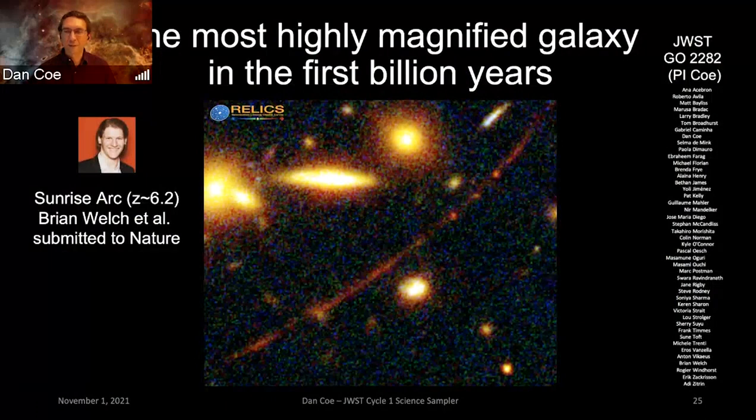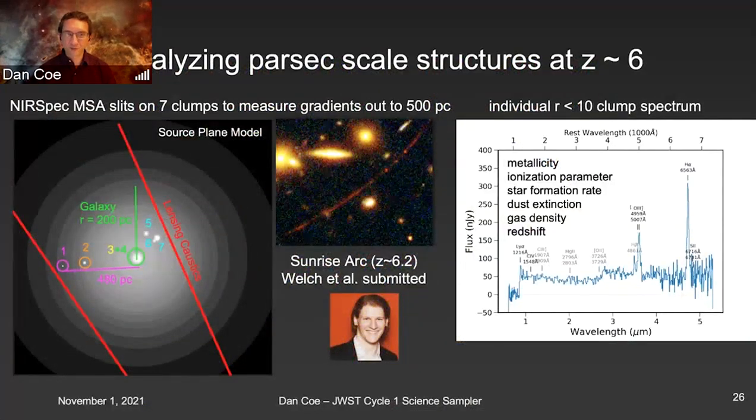lensed galaxy. He has a paper submitted to Nature that we expect to be out hopefully in February. And this is the most highly magnified galaxy in the first billion years, and we're going to be observing it also in cycle one. And just some of the science we expect. Brian has done a really great job modeling this galaxy, so doing the lens modeling and reconstructing what it might look like when it's de-lensed. And he's identified 7 different small features in this galaxy, on scales of several parsecs.